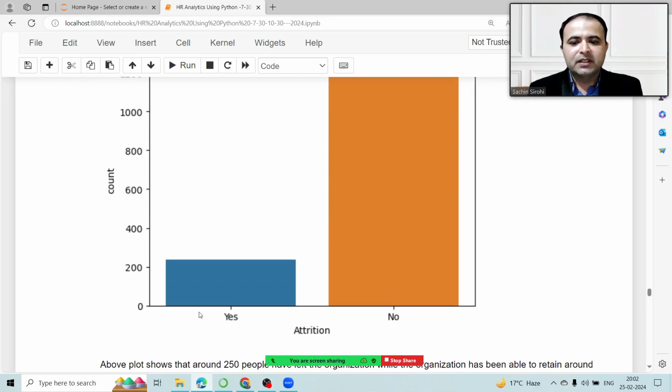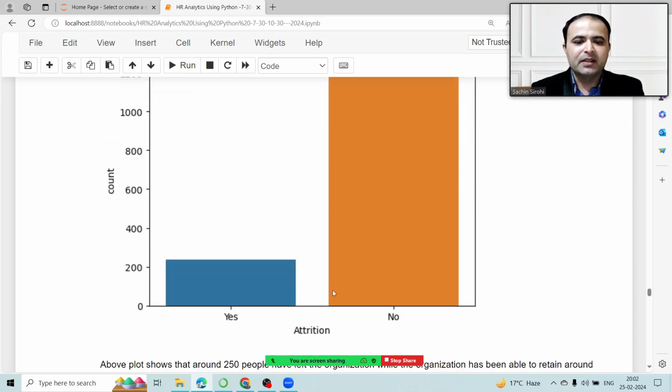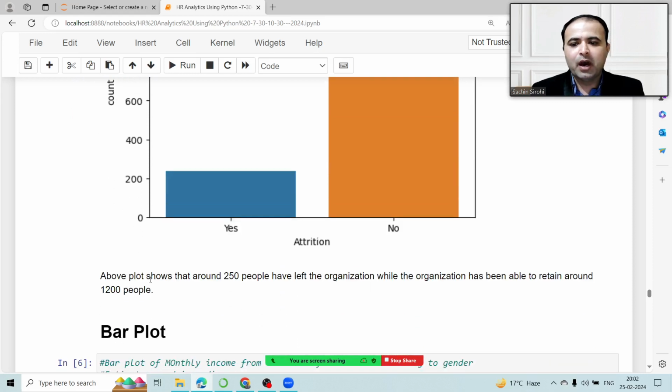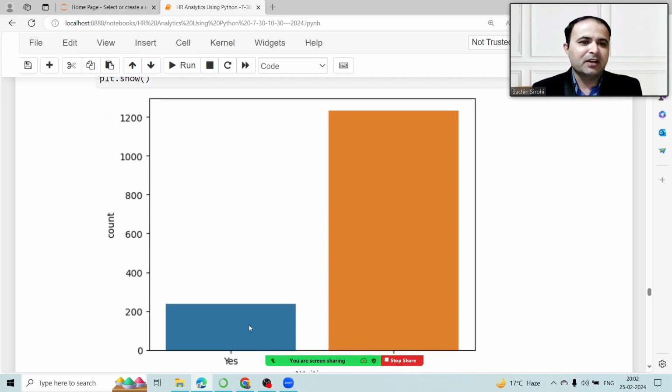Now, yes and no: the attrition ratio. The plot shows around 250 people have left the organization, attrition yes, while the organization has retained around 1200 people who are still working in the company. But 250 people left the company. So why did the people leave? We want to find the reason behind this.